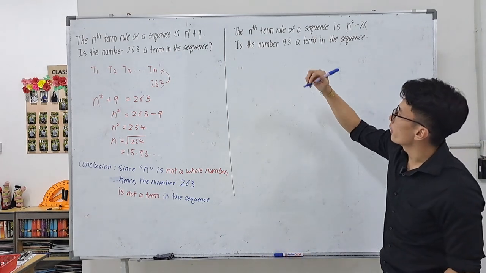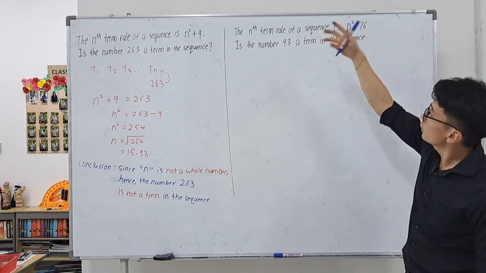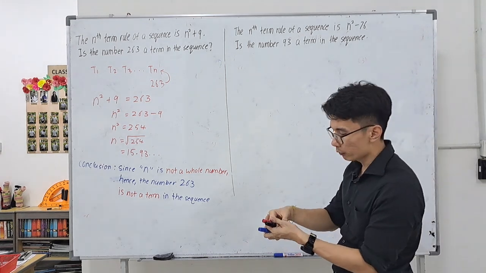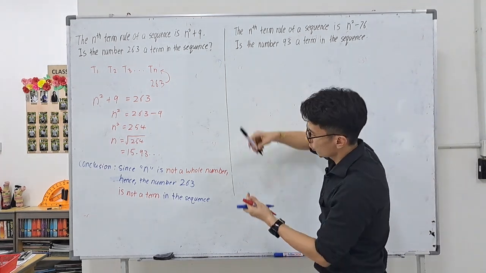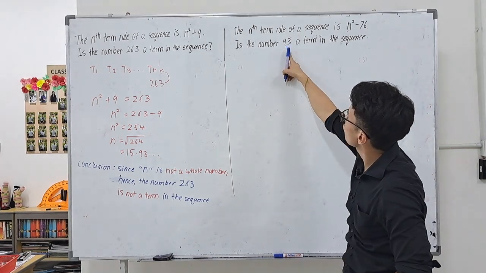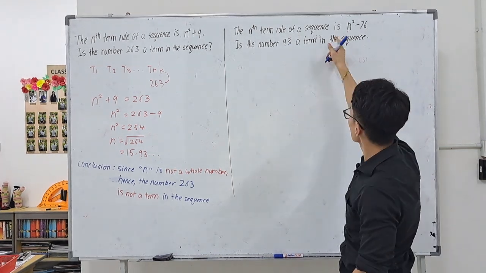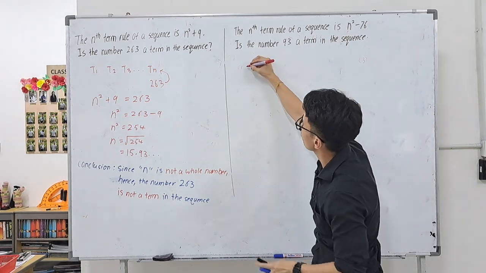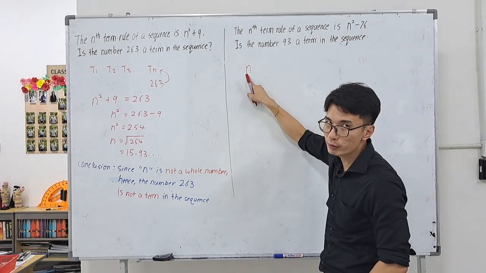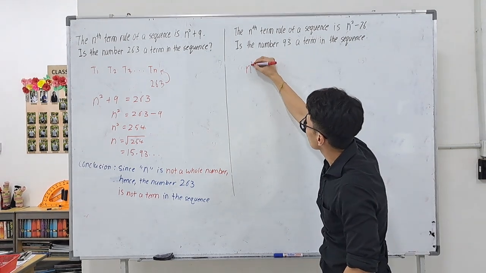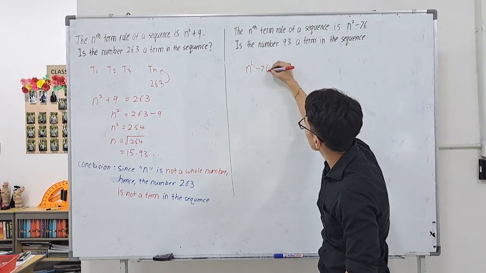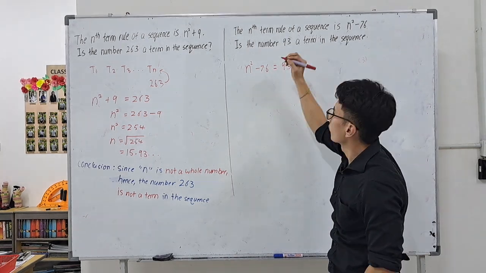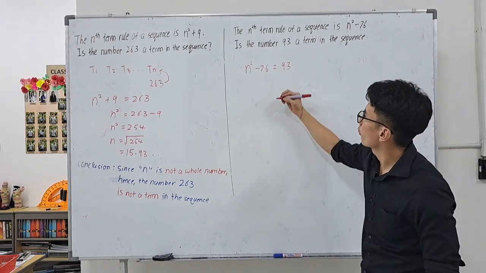So same thing over here. Similar question, so I can work this out. The n term rule of the sequence is n squared minus 76. So is the number 93 a term in the sequence? If let's just say this is indeed a term, whatever whole number value that I substitute in over here, I square it, then I minus 76. That should give me 93. So we can work this out very quickly.